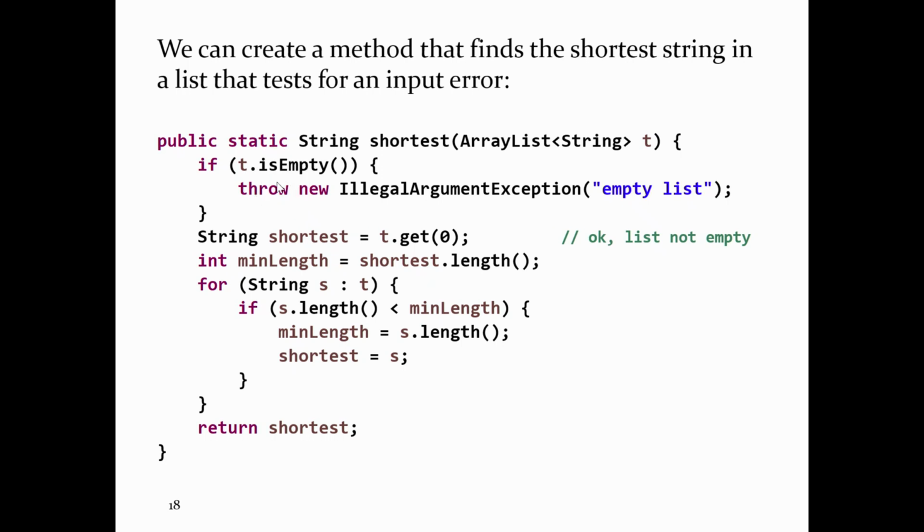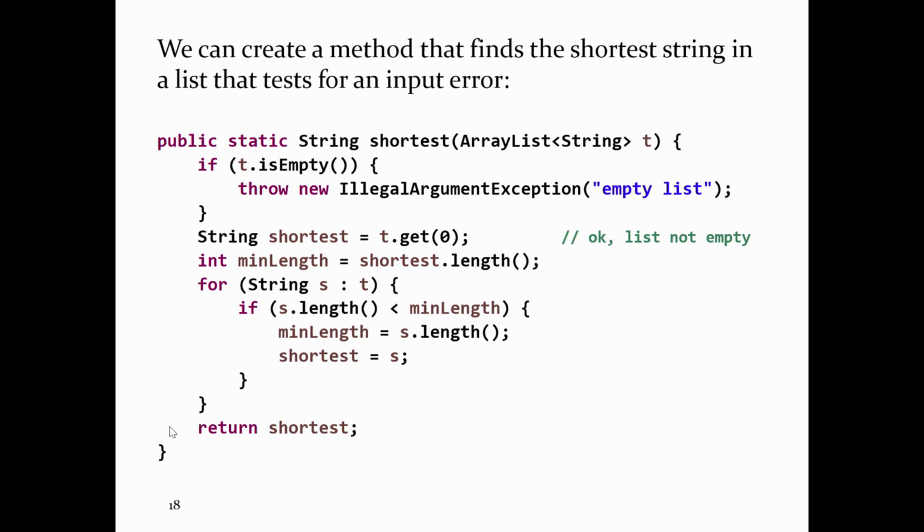If the list is empty, there is no shortest string, and so you have to decide what you're going to return to the caller. In this case, I've chosen to throw an exception, but you might choose to do something else. For example, you might choose to return null to indicate that there is no object that is the shortest string in the list. You might choose to return the empty string to indicate that the shortest string has length 0. This is a decision you'll have to make if you're designing these kinds of methods. I think arguably the correct thing to do here is to throw an exception.